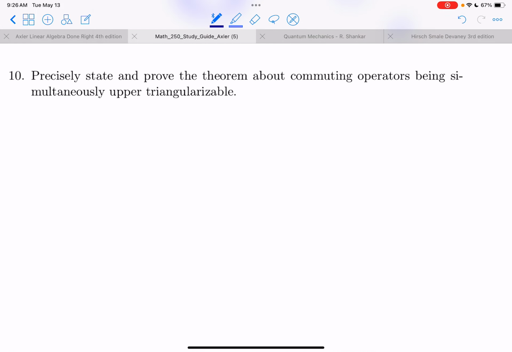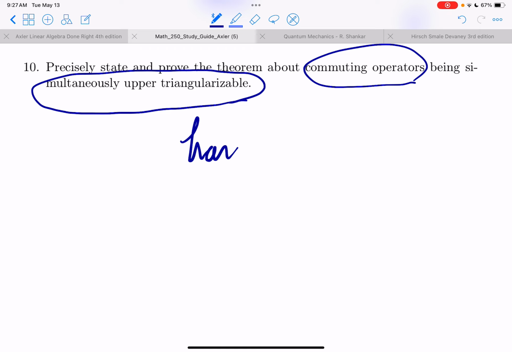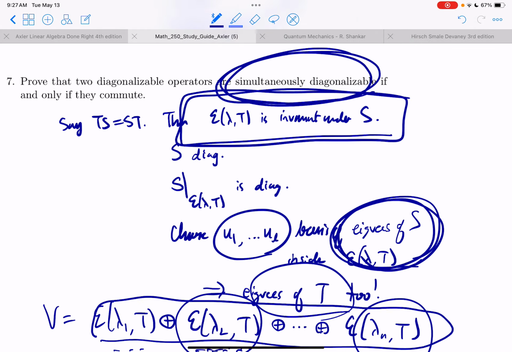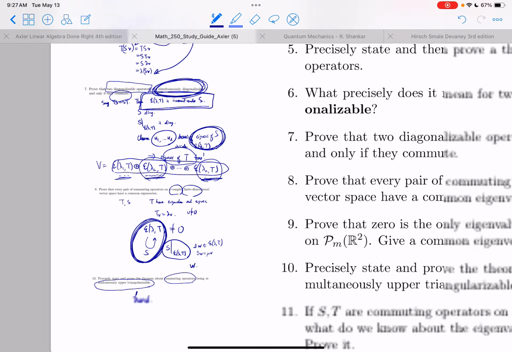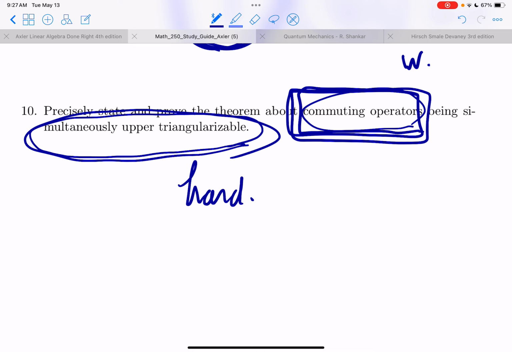So there is a theorem in this section about commuting operators being simultaneously upper triangularizable. And this is a harder theorem. The proof of this is harder. Because I just want to point out first the meaning. Remember, commuting operators, if and only if they're simultaneously diagonalizable, but we're assuming that those operators are diagonalizable each. But not every operator is diagonalizable. So this is a little bit stronger. It's saying, look, no matter the operators, if they're commuting, then they're simultaneously upper triangularizable.